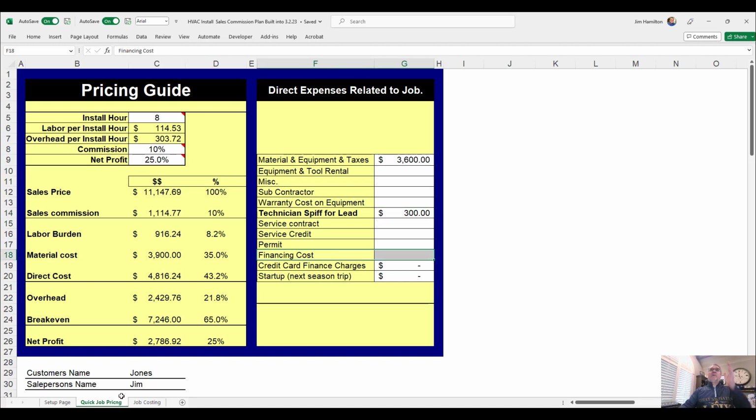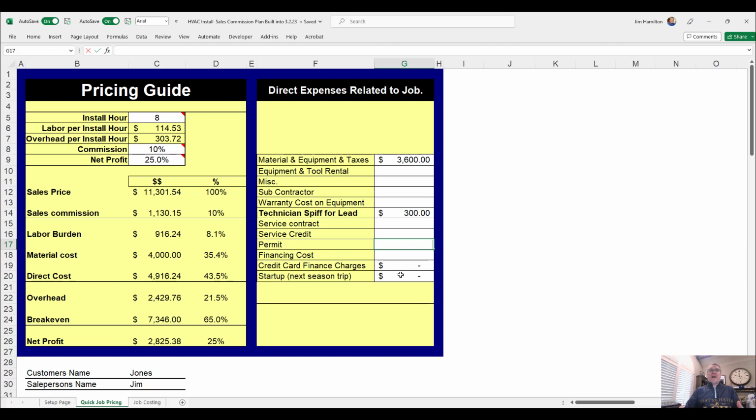All right, so when we get to this page, we've got 8 hours for a job, 10% commission, 25% nets. Here's the cost of the job. The equipment, material, and taxes are $3,600, and the technician spiff is $300. And any other cost you are going to have to build this job to find out what that selling price is. Because if you got a permit and it's a $100 permit, you put it in there and it changes the price to $301.54.